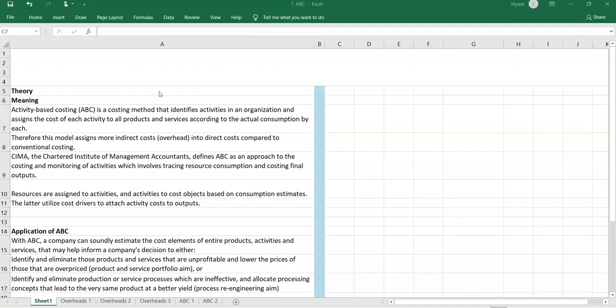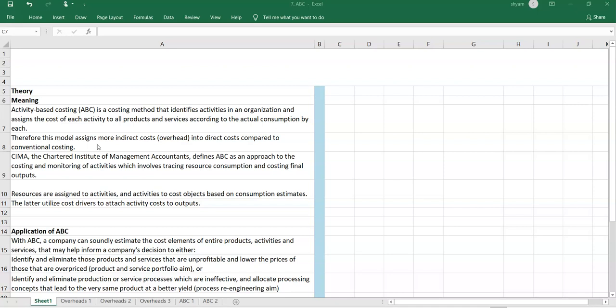In this video, we are going to start with activity-based costing. Activity-based costing is a costing method that identifies activities in an organization and assigns the cost of each activity to all products and services according to the actual consumption by each product. ABC is not really a type of costing method. It's actually a cost allocation method.